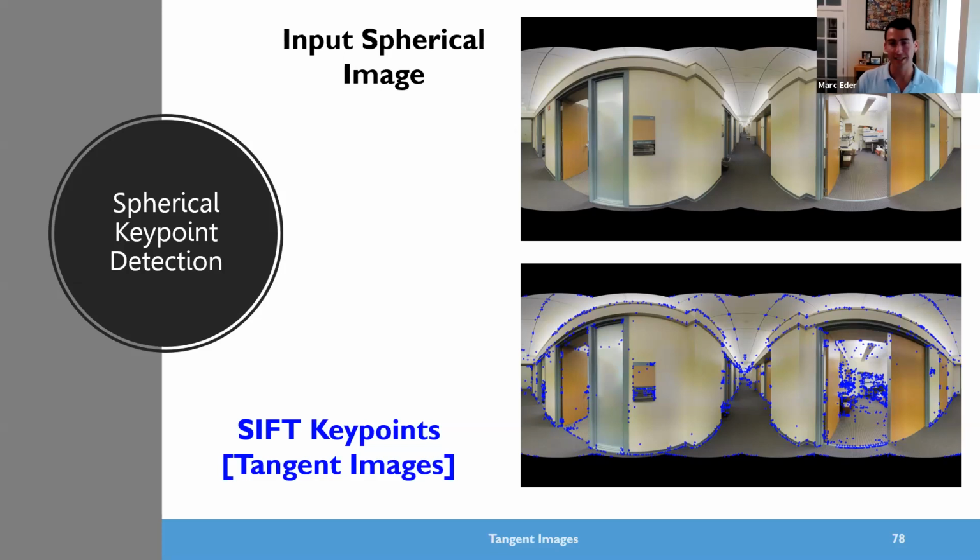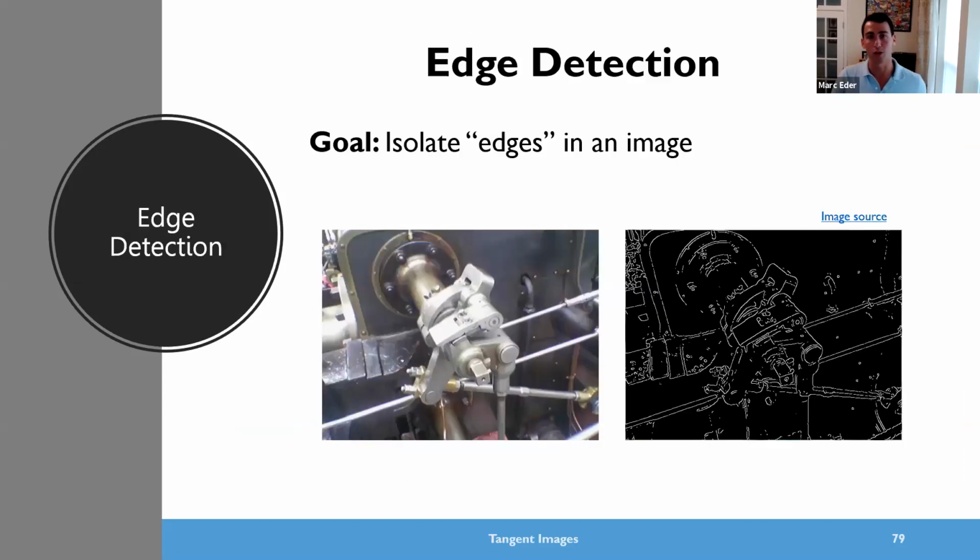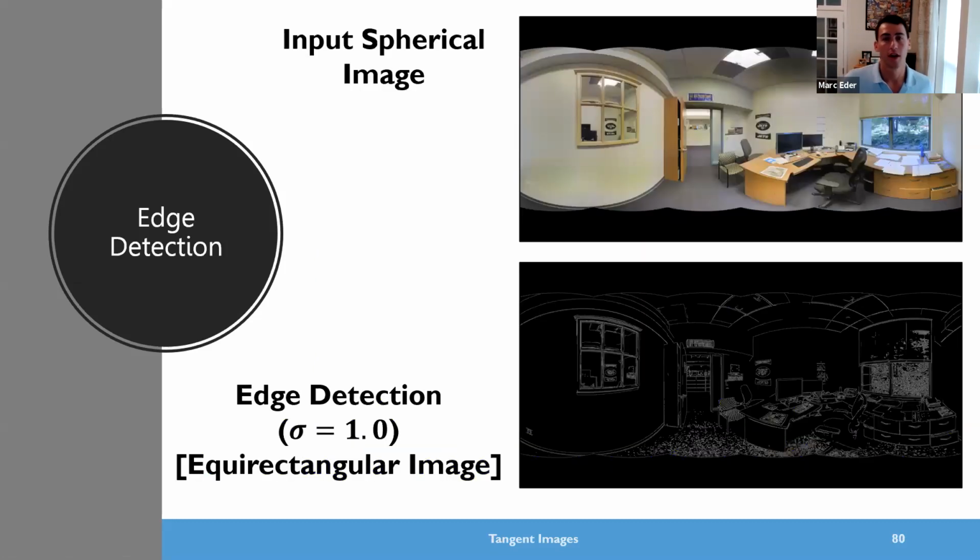Now, the last brief experiment I want to show, this isn't in the paper, but I thought it was pretty cool that it goes beyond just keypoint detection. Even low-level vision tasks are improved if we can reduce distortion. If we use an equirectangular image and run the common Canny edge detection algorithm, we get a lot of spurious edges. Look at the floor in particular. That's all noise.